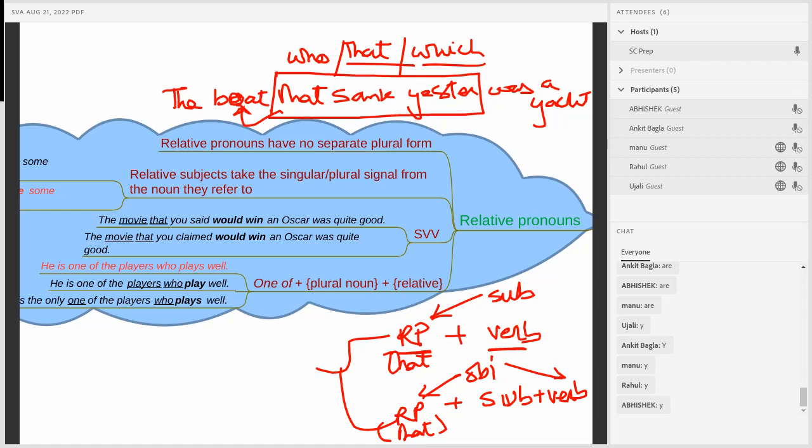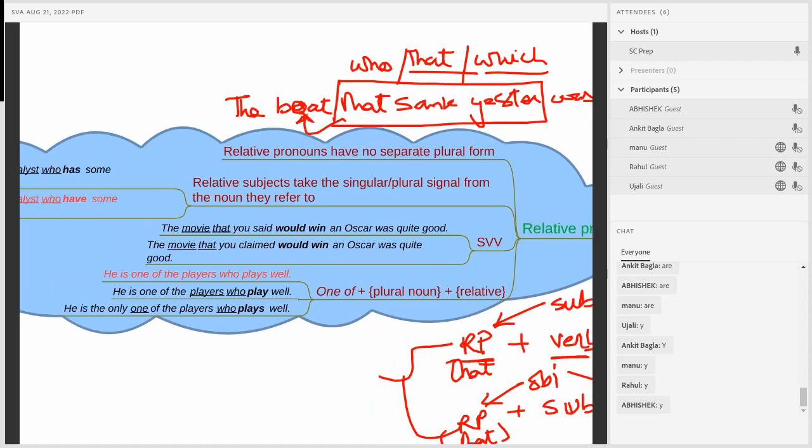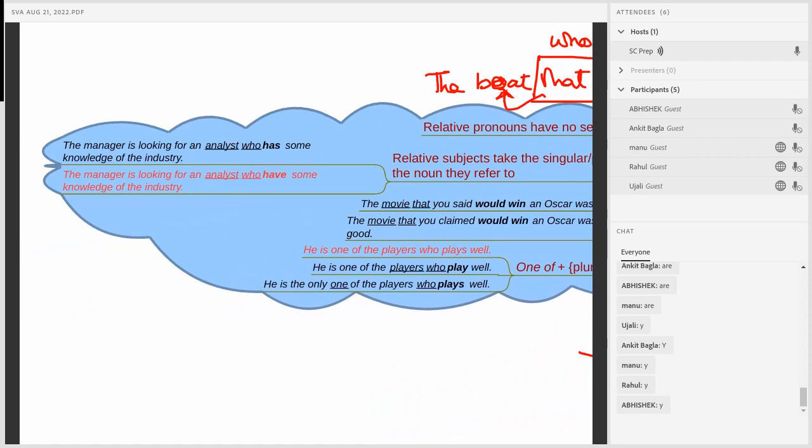All right. Now, for the first rule, the first rule is when you have a relative pronoun used as the subject. Again, when is it the subject? When you have only a verb after it. When a relative is used as the subject, then because it has no singular or plural form, it takes its singular or plural signal from the noun that it refers to. Sounds extremely complicated, but it's actually very easy to apply. All we're saying is, you look at the noun that the who points to, and that noun will determine whether the verb needs to be singular or plural.